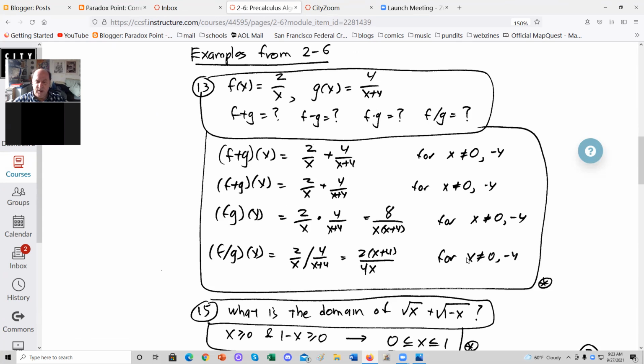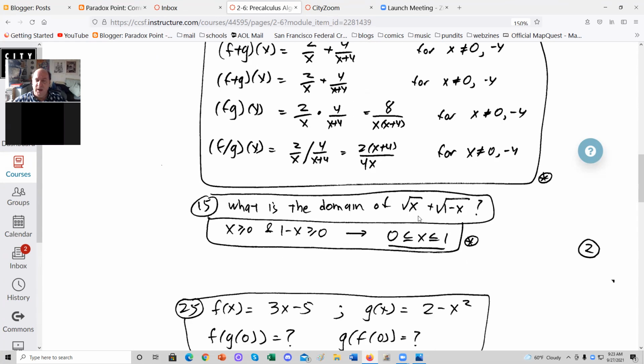and we don't have the denominator not equaling 0 because this is never 0. Here they ask for the domain of square root of x plus square root of 1 minus x. Well, it's the intersection of the domain of root x, which is where x is at least 0, and root of 1 minus x, which is where 1 minus x is at least 0. You put it together, it means that x is between 0 and 1.